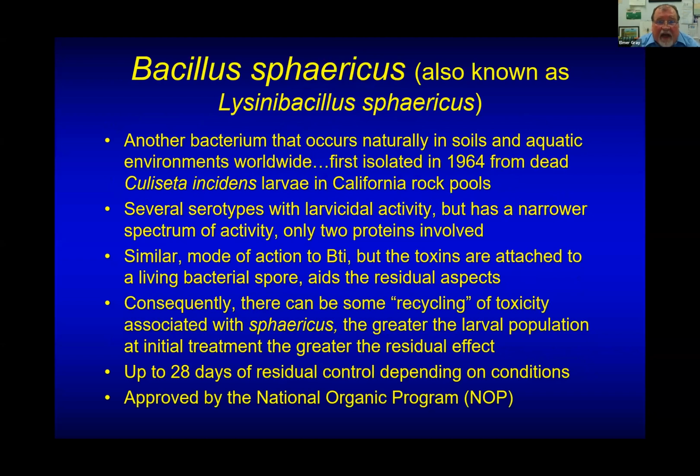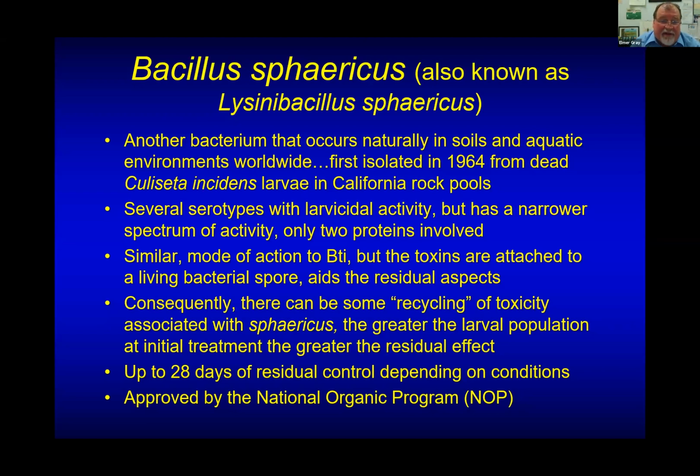Bacillus sphaericus is another bacterium that occurs naturally in soils and aquatic environments worldwide. It was first isolated in 1964 from dead Culex incidens larvae in California rock pools. There are several serotypes with larvicidal activity, but it has a narrower spectrum of activity, as there are only 2 proteins involved with the toxic effects of it. It has a similar mode of action to BTI, but that's kind of a general statement. It affects different cell structures than BTI, but it is ingested.